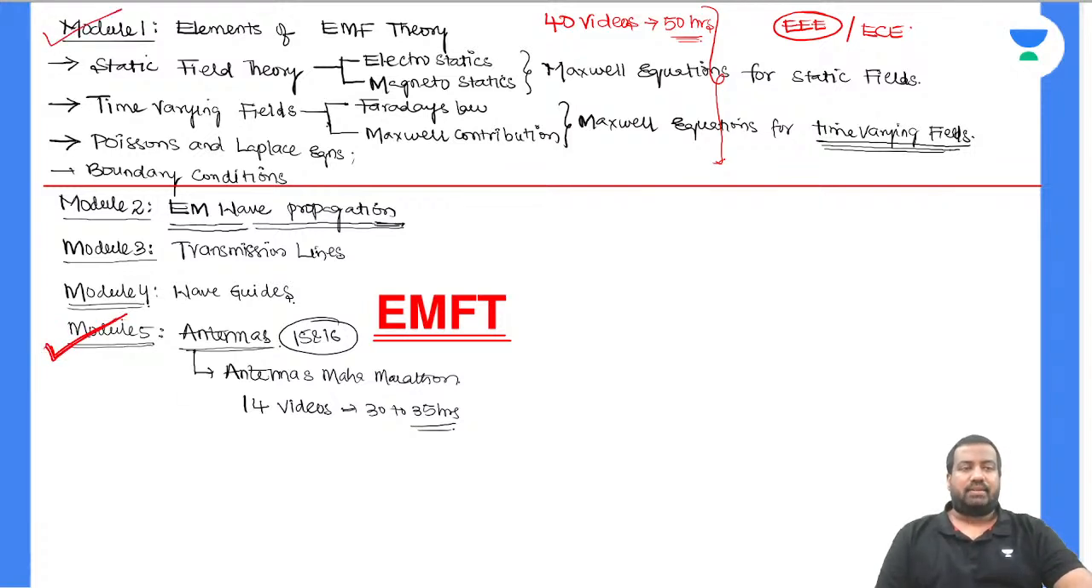This is already done, and we are into the 6th video here, into module 2. In a couple of days we'll complete EM wave propagation. Once EM wave propagation and antennas are completed, we'll start transmission lines and waveguides parallelly. That is 2 different series. Is that clear?